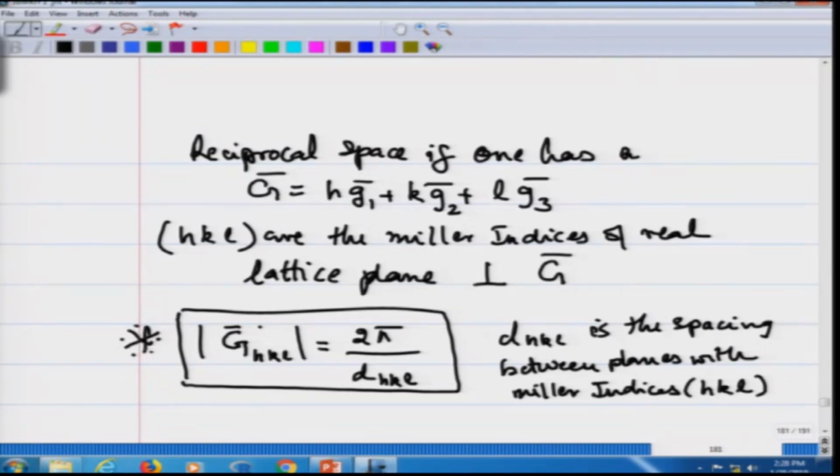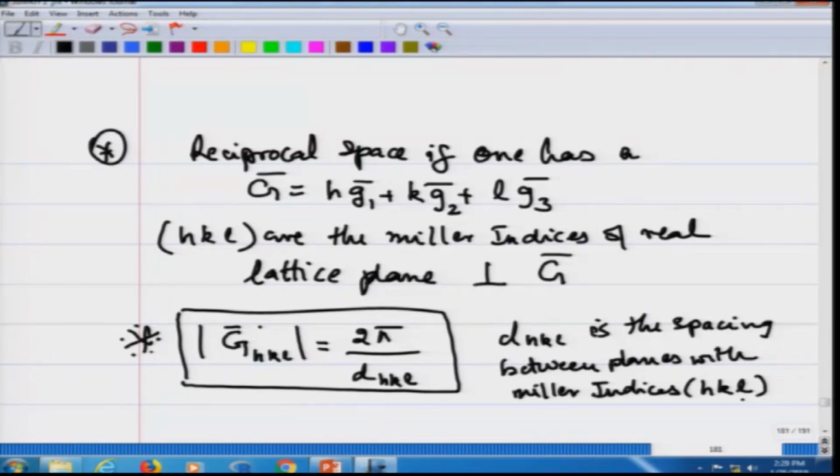However, this can be proved, but I am not going to get into the proof. These are the two very important results that one should understand, that one is the relationship between this vector G in the reciprocal space which has components h, k and l, and these components h, k and l correspond to the Miller's indices of lattice planes which are perpendicular to G, and the magnitude of this G is 2 pi divided by the spacing between the planes which have Miller's indices h, k and l.